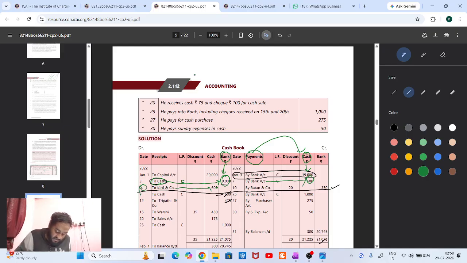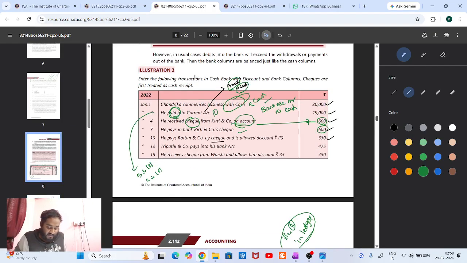Hold on to this. Oh, wait a minute. I forgot illustration 3 in lectures, right? Just remind me tomorrow. Please comment below so that I get to remember. We received a check from Kriti and Co on account. Anyway, let's hold these two.